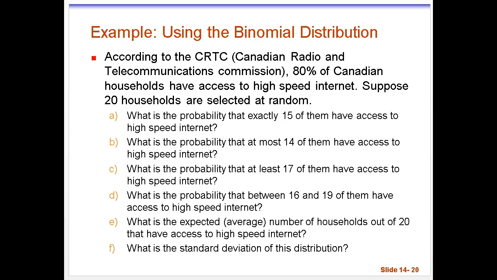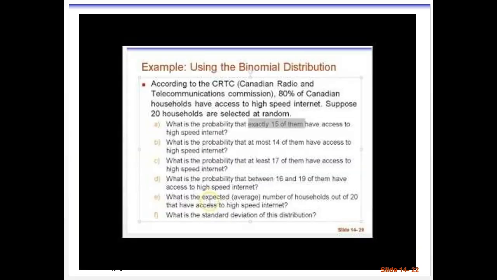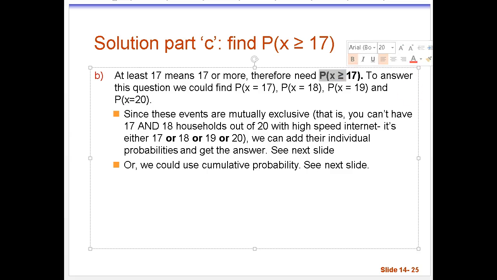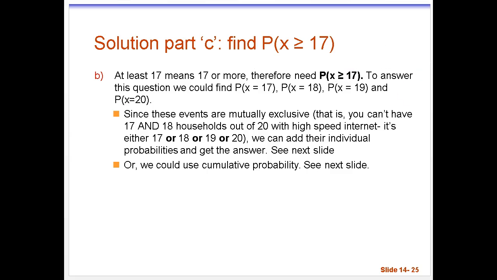Alright, I'm going to flip over a couple of slides here now to the solution to this one, and I'll talk over this. As your note here says, at least 17 means 17 or more. We need to find the probability that x is greater than or equal to 17. Now, the problem with doing this in Minitab, as we're going to find out, is that Minitab doesn't do greater than or equal to. It only does precisely equal to, or it does cumulative probabilities, which are written as less than or equal to. So there are two ways we could approach this problem.